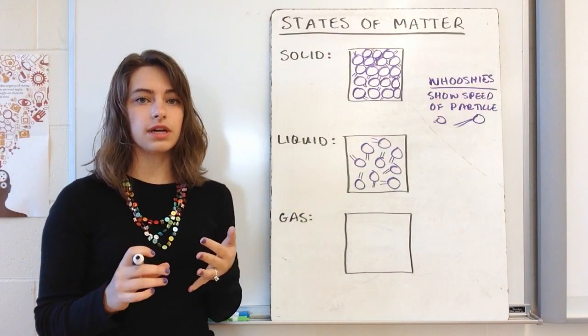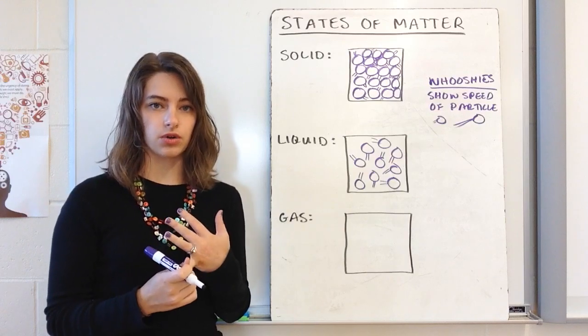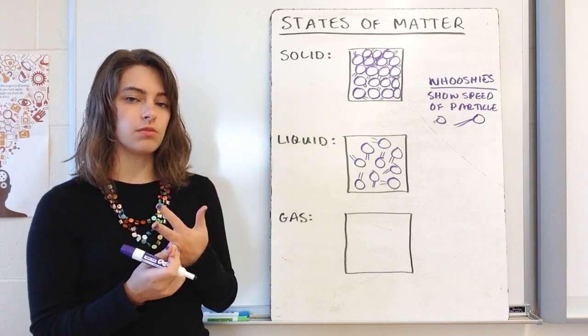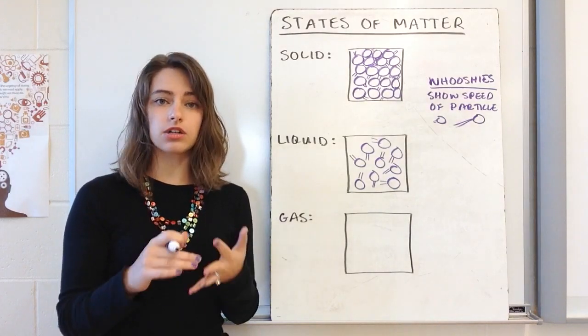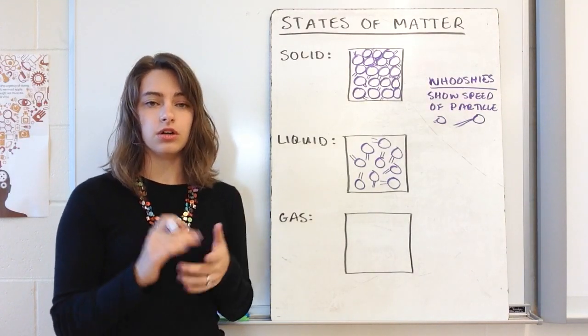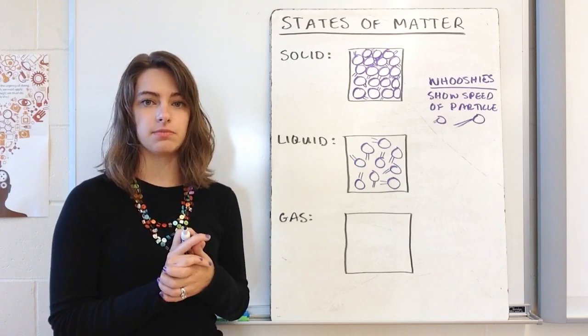Okay, so liquids have medium to low attractions between the particles. They have a definite volume but no definite shape. They don't have very strong attractions for each other, but there are attractions between the particles. No orderly arrangement. They're kind of spread out and they're moving at a medium speed.